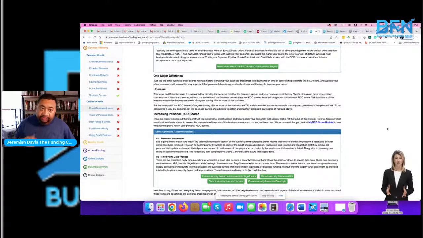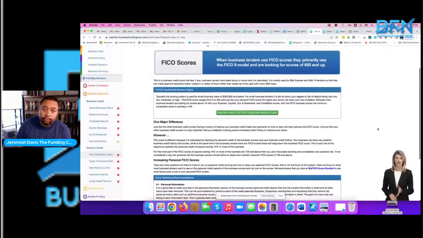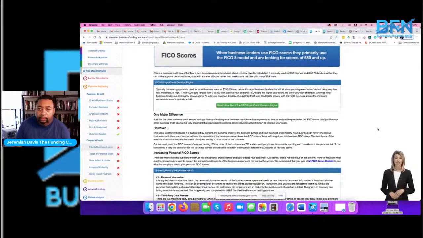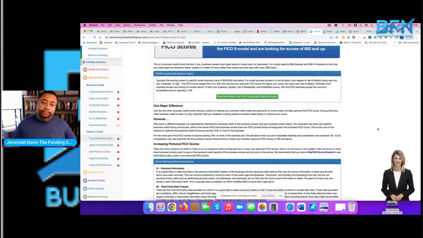This score is different from the other business credit scores because it is calculated by blending the personal credit of the business owners and the business credit history. Your business can have a very positive business credit history, but at the same time, if the business owners have low personal FICO scores, those will drag down your business FICO score. For the most part, if the personal FICO scores of anyone owning 20% or more of the business are 720 and above, then you are in favorable standing and considered as having a low personal risk, and therefore your personal credit scores are adding to your business FICO score rather than taking away from it.